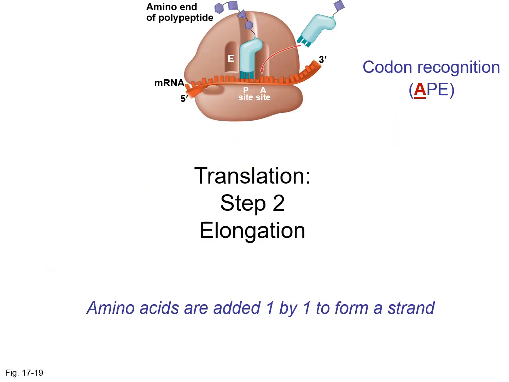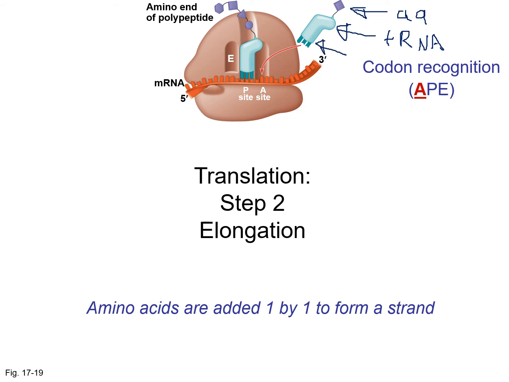Let's take a look at the next step. The next step is elongation. In elongation, remember those sites: we've got A, P, and E. We're going to start with A, the A of APE, A for amino acid. So we're going to bring in this new amino acid, and the new transfer RNA. Down here we have an anticodon.